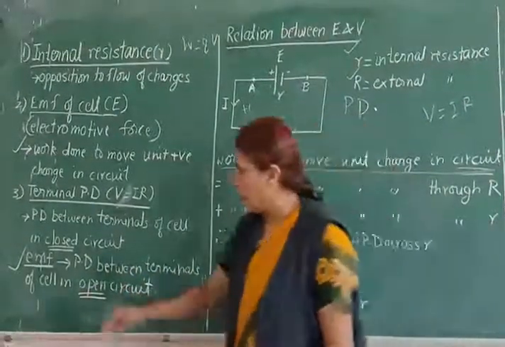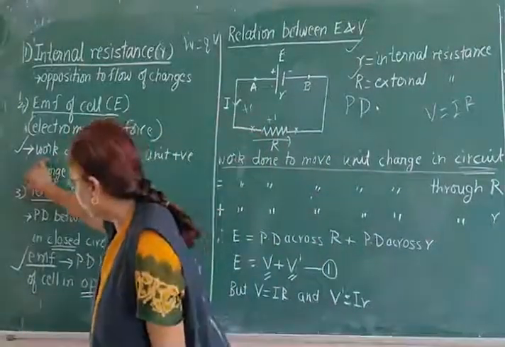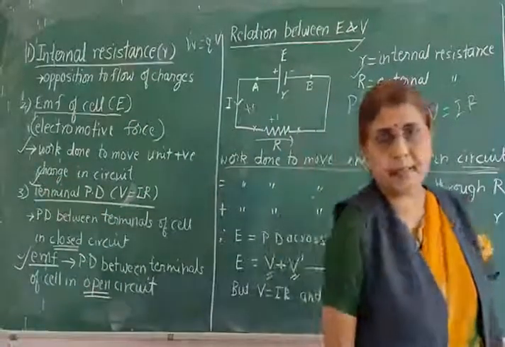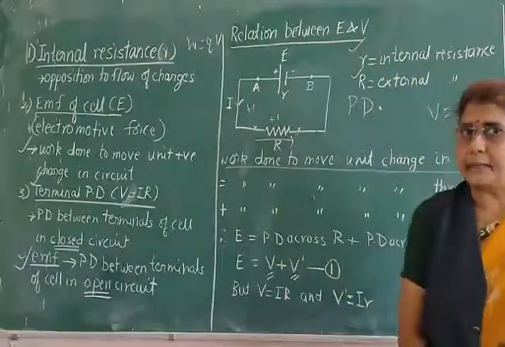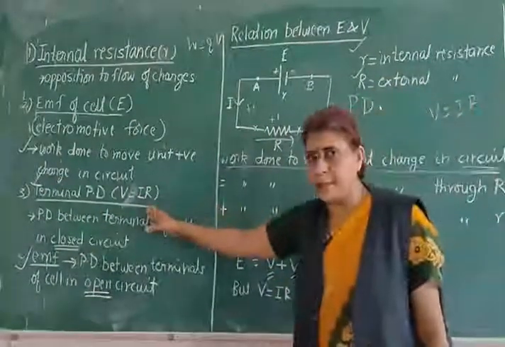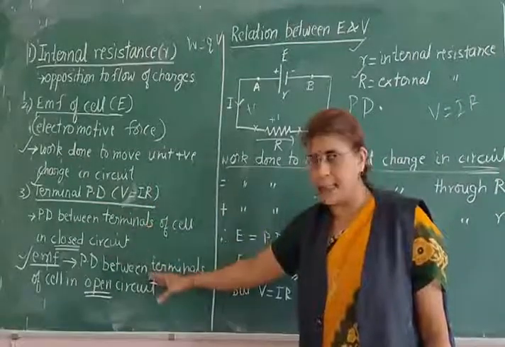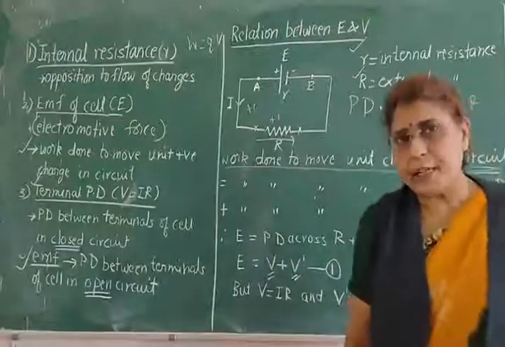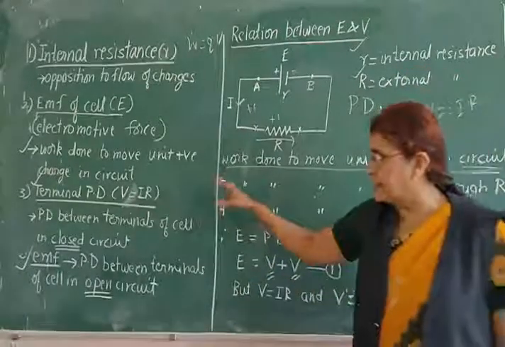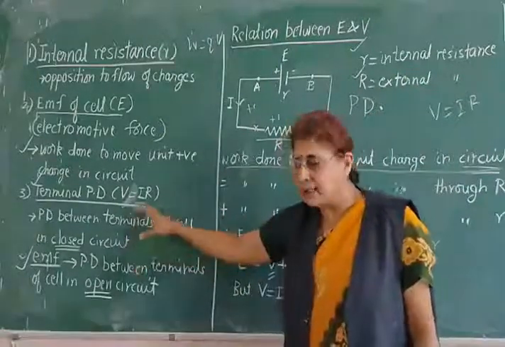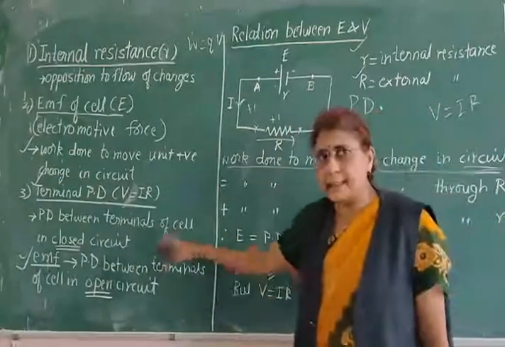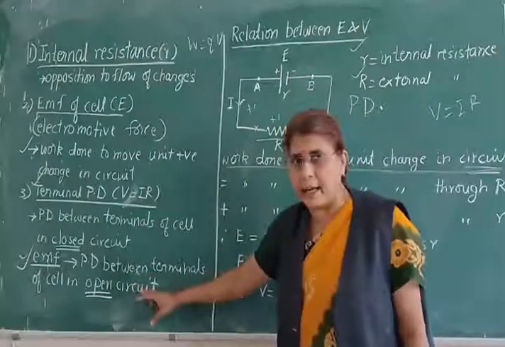Now, you can tell me what are the two main differences between terminal PD and EMF. One difference is very clear. What is terminal PD and what is EMF? Terminal PD means the potential difference between terminals of the cell in the closed circuit, and EMF is the potential difference between the terminals of the cell in the open circuit. This is one difference between V and E.